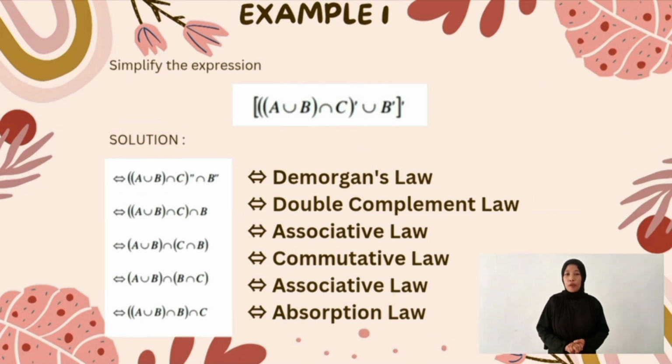Then we apply the commutative law inside the second bracket to swap C and B into B intersect C. We use the associative law once more to bring set B into the first bracket to be together with B and B. Finally, by the absorption law, the entire first bracket simplifies directly to just B. This leaves us with the final answer B intersect C.